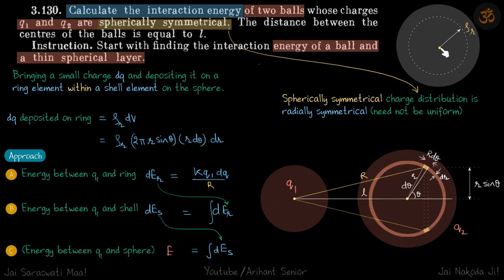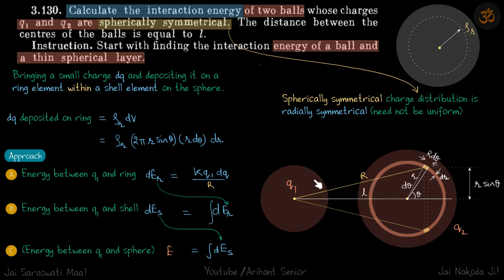So here the charge density can be 0 and steadily increase, or it can be rho here and steadily decrease to 0, or it can be a function of r squared. Doesn't matter, but for a given r, rho is constant for both balls, and we need to find the interaction energy. Because both of these charges are extended bodies, we cannot directly use our formula kq1q2 by r.